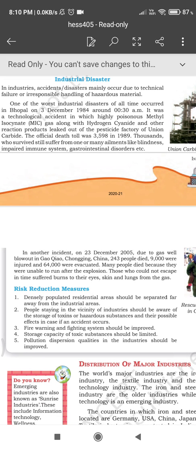Fire alarm and precautionary measures should be taken care. Toxic substances should be stored in less capacity, less amount, and polluted things should be discarded properly. So in this way we can avoid some risks.